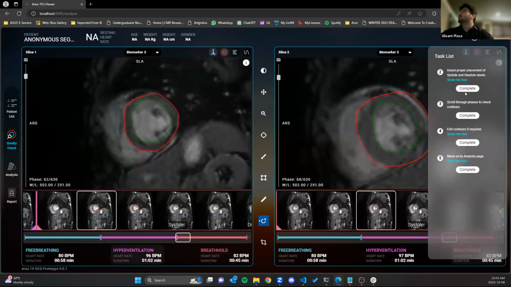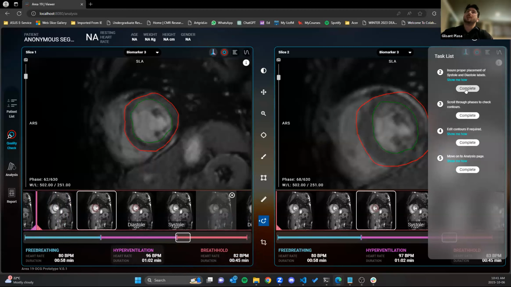The second step would be ensuring proper placement of systole and diastole labels. And again, the users can move or assign new labels as required. They would also be able to exclude an image if that image quality is not to standard.